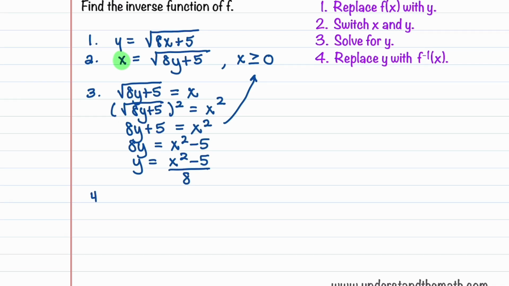And then our fourth step, we're just going to rewrite y as f inverse of x. So we end up with f inverse of x is equal to x squared minus 5, all divided by 8. And that's our final answer. And then the only thing we have to add is this restriction, which we highlighted up here. So let's go ahead and add that. And we're going to have to remind ourselves that x has to be greater than or equal to 0. So just remember to do this step if you're working with a function that is a square root.